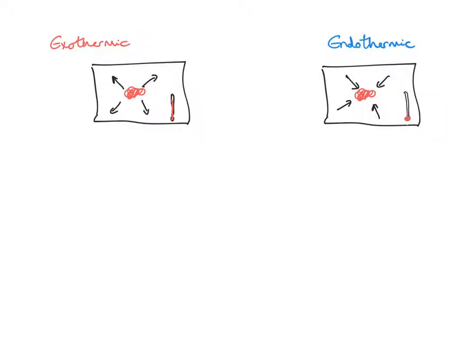Here we're going to talk about exothermic and endothermic reactions. If we just look at the prefixes to the word, exo means outside and endo means inside, and thermic means heat. So exothermic means that you have heat or energy released to surroundings. If you have an exothermic reaction, heat energy is released to the surroundings.